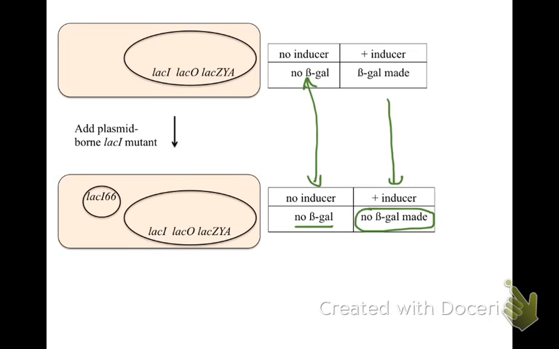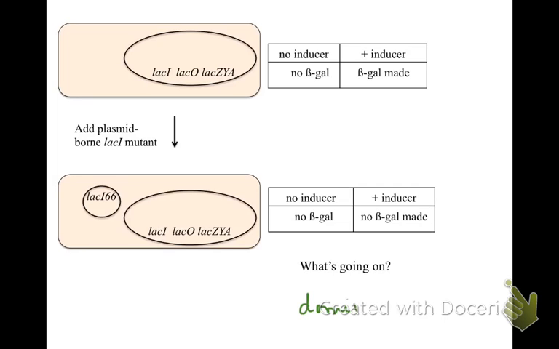So what is going on here? Well, this is an example of something called dominance. Because this mutated lac-I makes a protein product, here's my lac-I, and it is able to be dominant over the wild type lac-I because it's going to bind to this operator region and hold on even when inducer is made. It doesn't matter if there's a wild type copy of lac-I there. It is ineffectual compared to this mutant lac-I, which can no longer bind to the inducer.